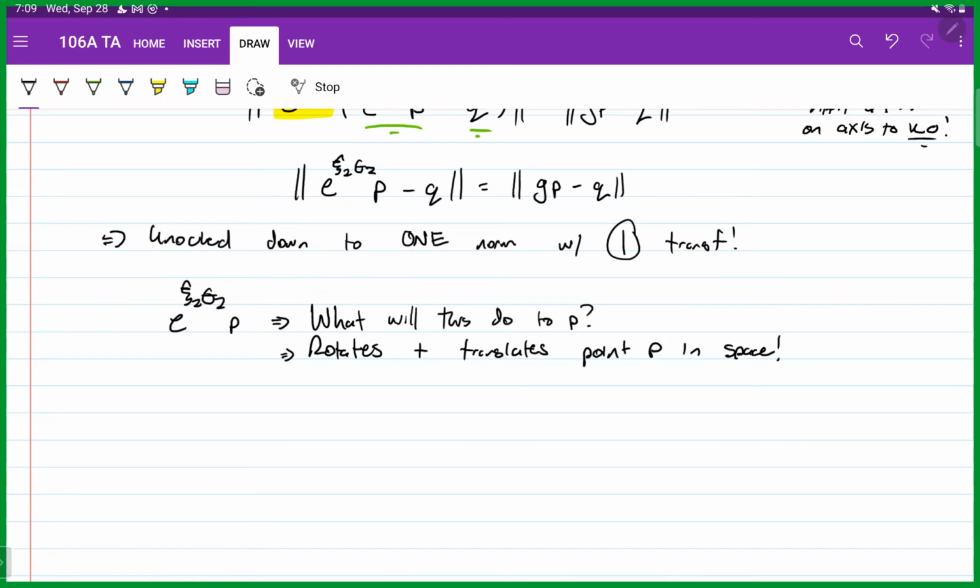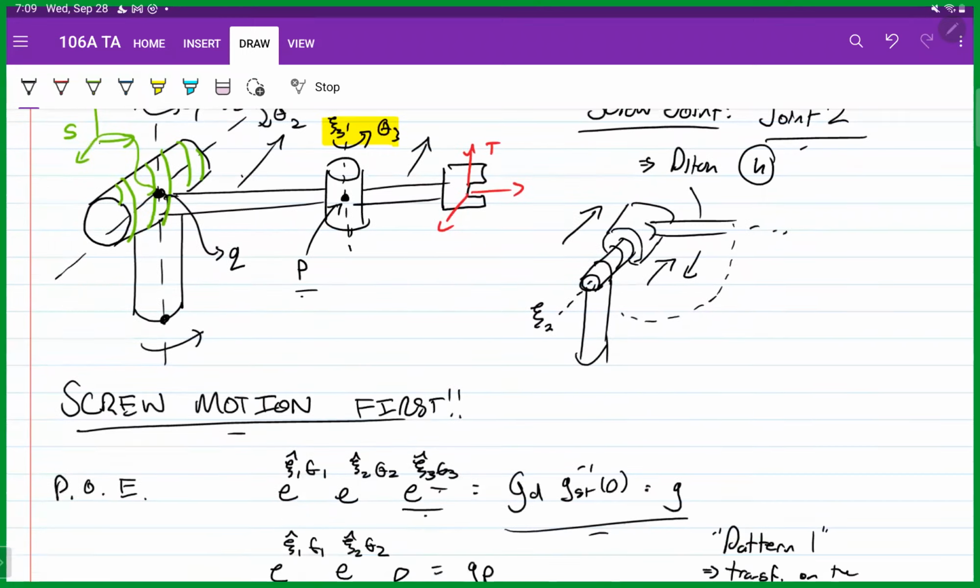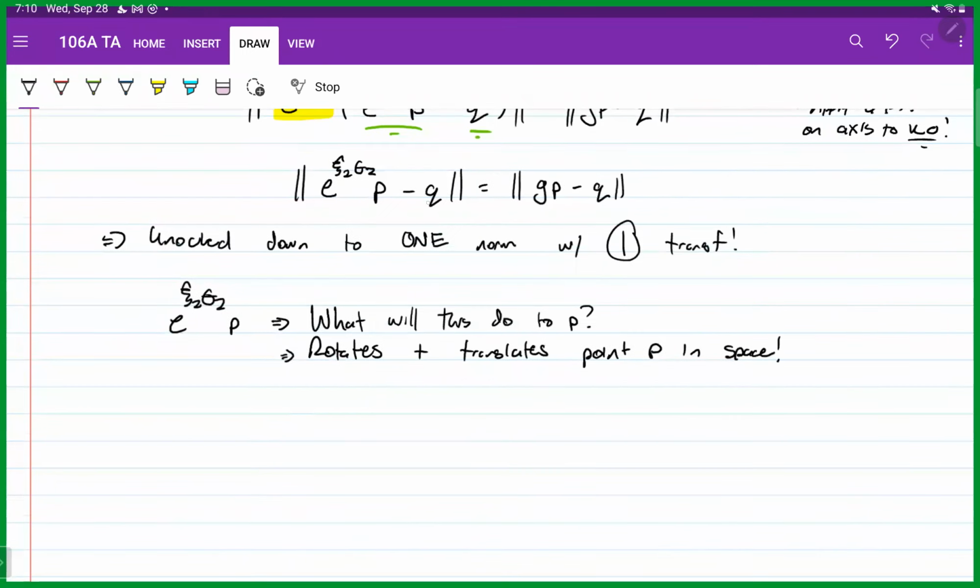Okay. And this minus Q, well, that just gives us our distance to the origin of our coordinate frame. So what this is equal to is e to the xi2 hat theta 2 times P minus the 0 vector, 0, 0, 0, since we just put Q right on the origin over there, equals the norm of GP minus Q.